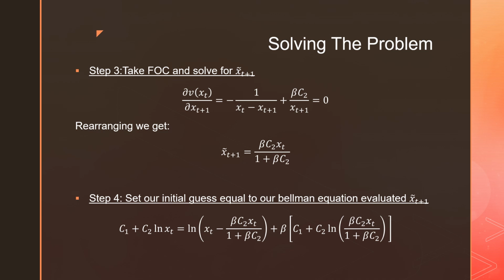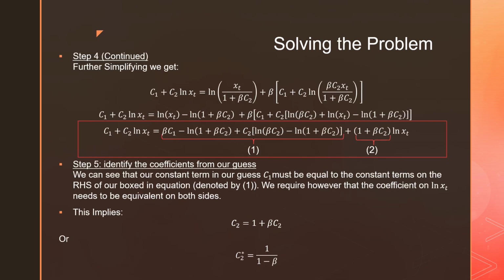As we could see, we took our first order condition over there and rearranged this, and we got this expression right in the middle that I have boxed in. Step 4, we're going to take our initial guess and set it equal to our Bellman equation evaluated at this xt plus 1 tilde. I'm going to do a little bit more of this simplifying on the next slide. Further simplifying, we get the following result.